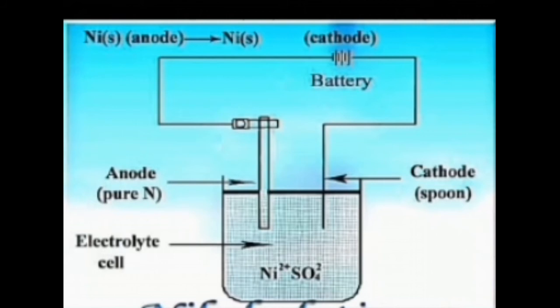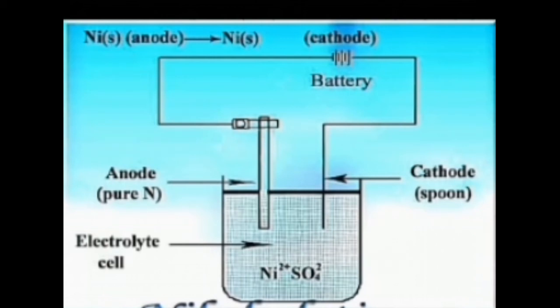On passing the electrical current, the anode, which is nickel, dissolves in the electrolytic solution, forming Ni plus 2 ions by the loss of electrons. As electrons are lost, a positive charge appears. Nickel plus 2 ions from the solution move towards the cathode. There they gain electrons and are reduced to nickel metal on the surface of the cathode. On the cathode it will deposit as pure nickel.